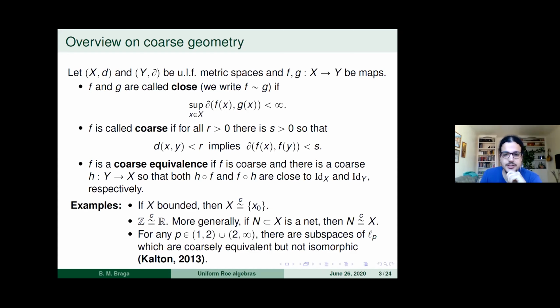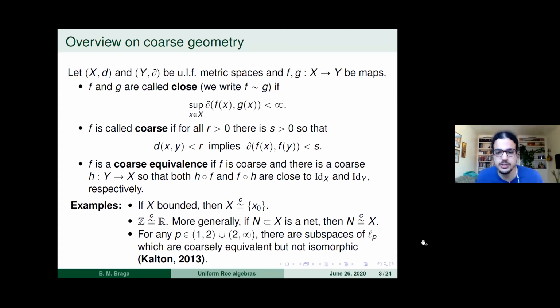And okay, since we are in a Banach space crowd, let's just write a Banach space example here, but we're not gonna be looking at things like this in this talk. So this is a very nice result of Kalton that says that for p in this range, you actually find spaces which are coarsely equivalent, but not isomorphic to each other.